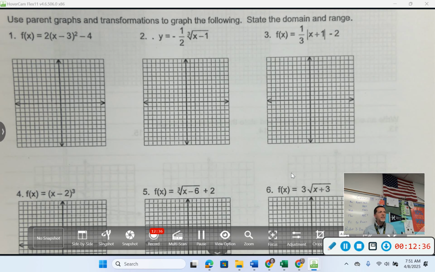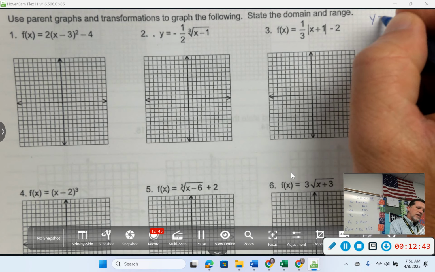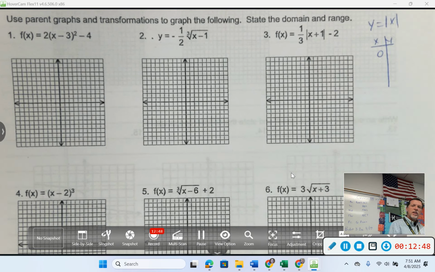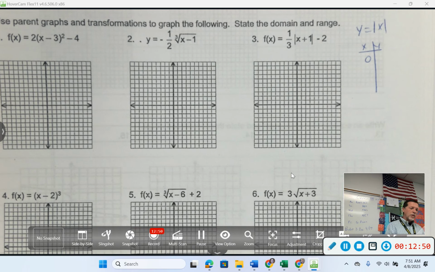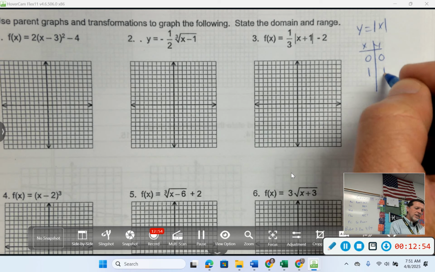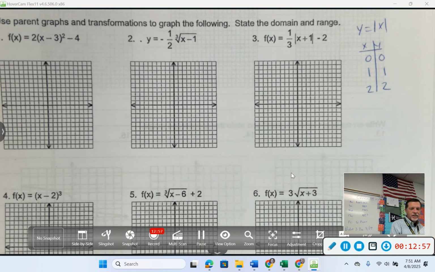Well, what's that look like? That's the V. What's the table of values? Well, you just make one if you don't remember it. What's the absolute value of 0? 0. And the absolute value of 1? And the absolute value of 2? 2. Etc., etc. And then you combine that with what you know about what the shape looks like, and that'll help you get whether it's flipped and the positives and negatives. Right.